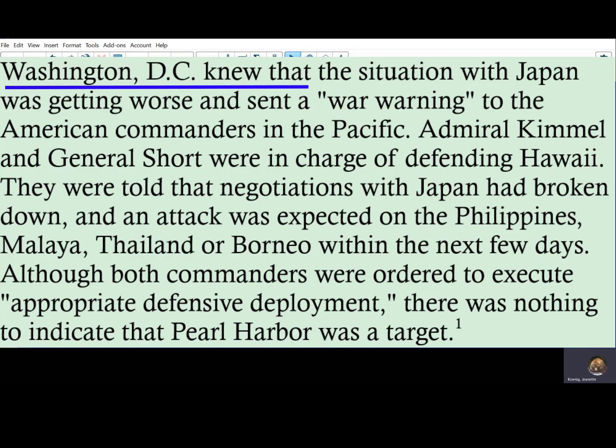Washington, D.C. knew that the situation with Japan was getting worse and sent a war warning to the American commanders in the Pacific. Admiral Kimmel and General Short were in charge of defending Hawaii. They were told that negotiations with Japan had broken down and an attack was expected on the Philippines, Malaya, Thailand, or Borneo within the next few days. Although both commanders were ordered to execute appropriate defensive deployment, there was nothing to indicate that Pearl Harbor was a target.